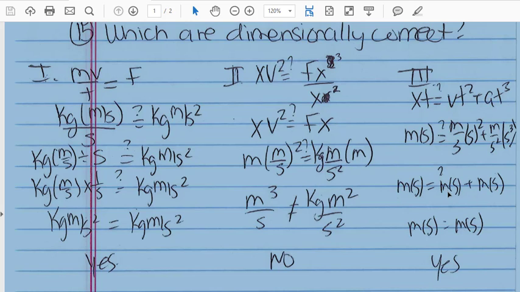And these, I can add these two things. This is an apple and this is an apple, right? They are the same units. These are the same quantities. So in the end, the units on the right hand side will be meters times seconds, which is the same as the unit on the left hand side. So yes, this is dimensionally correct.